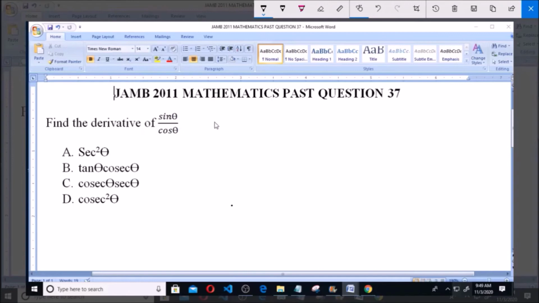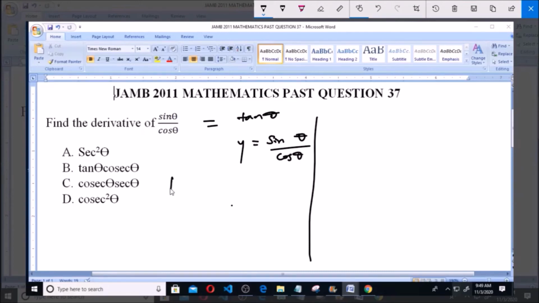Now this is the same thing as saying find the derivative of tan theta, because sin theta over cos theta is the same thing as tan theta. So now we're given that, let's assume y is equal to sin theta all over cos theta.